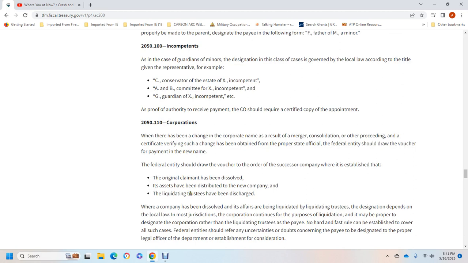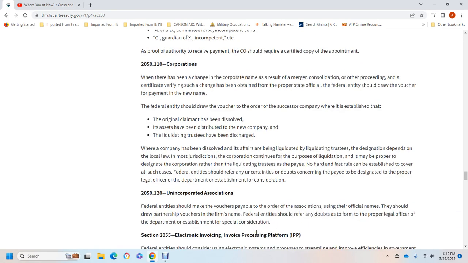When a company has been dissolved, whether it is being liquidated and which liquidating trustees are designated depends on local law. In most jurisdictions, corporations continue for the purpose of liquidation, and the proper payee may be the corporation rather than the liquidating trustee. There is no hard and fast rule that can be established to cover all such cases. The federal entity should refer any uncertainty about details concerning the payee designation to the operative legal officer of the Department or Establishment for consideration.